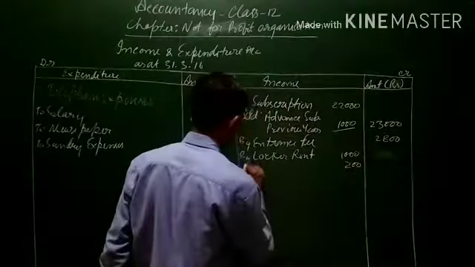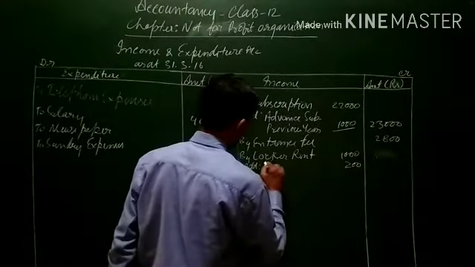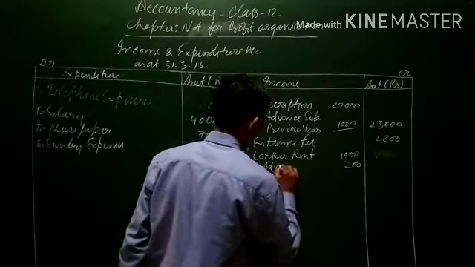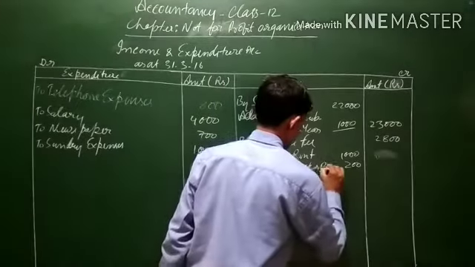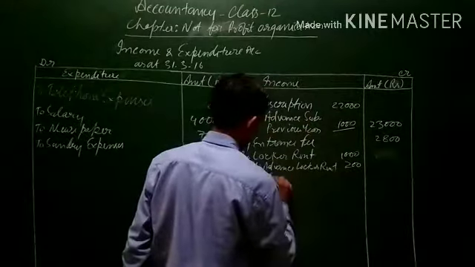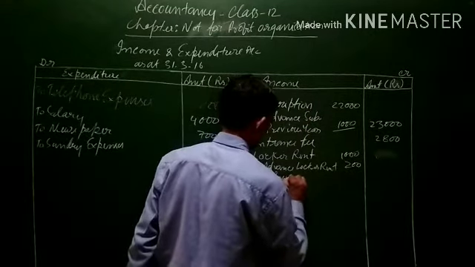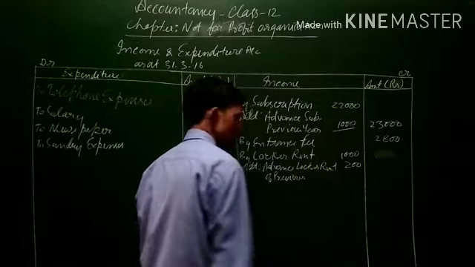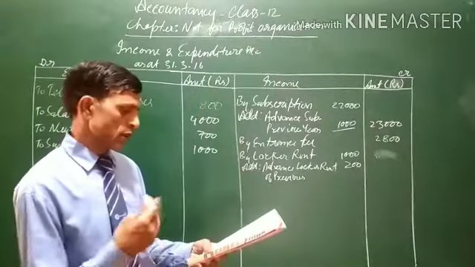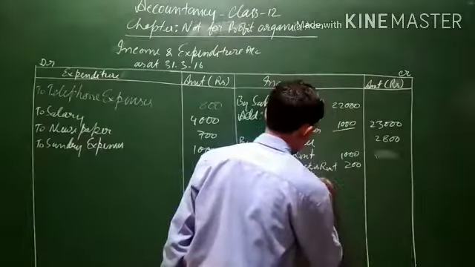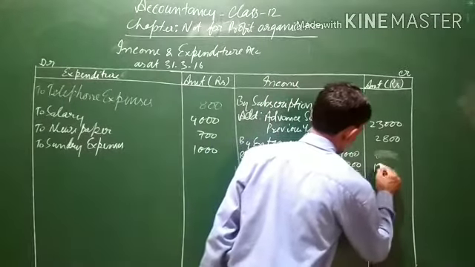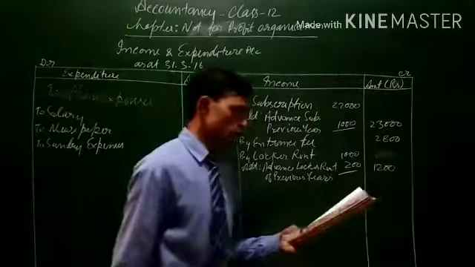Locker rent will be added by add advance locker rent of previous year. Instead of previous year, we can write the financial year 2014-15 also. This is also correct. Locker rent is now 1,200.